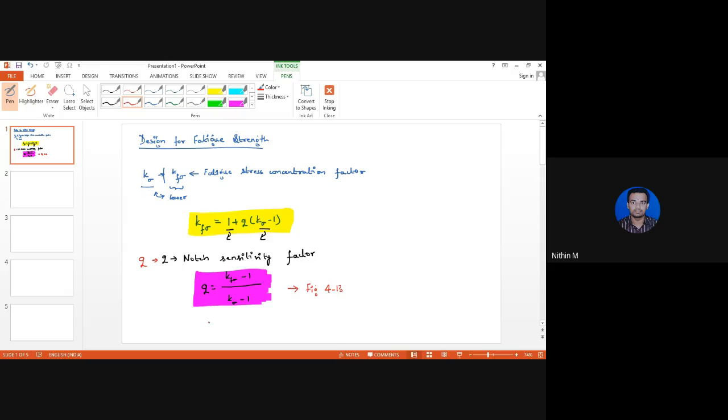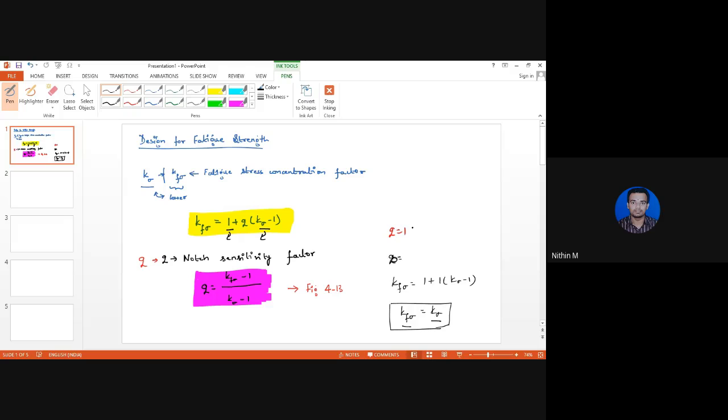What happens if Q is equal to 1? What if Q is equal to 1? Kf sigma is equal to 1 plus Q into (K sigma minus 1). Right? So Kf sigma will be equal to K sigma. If the material is completely sensitive, then Kf sigma will be equal to K sigma. What does that mean? The advantage we get in fatigue loading, that is closure of the crack, we do not get that advantage.